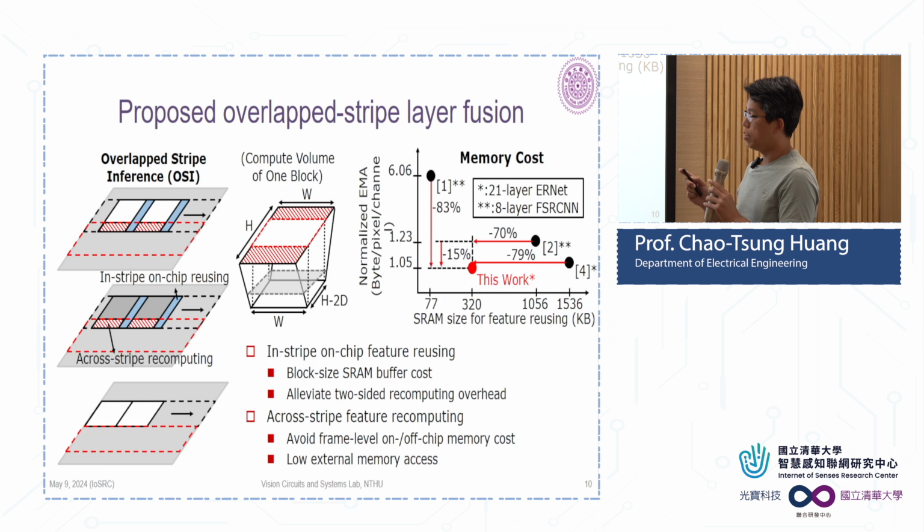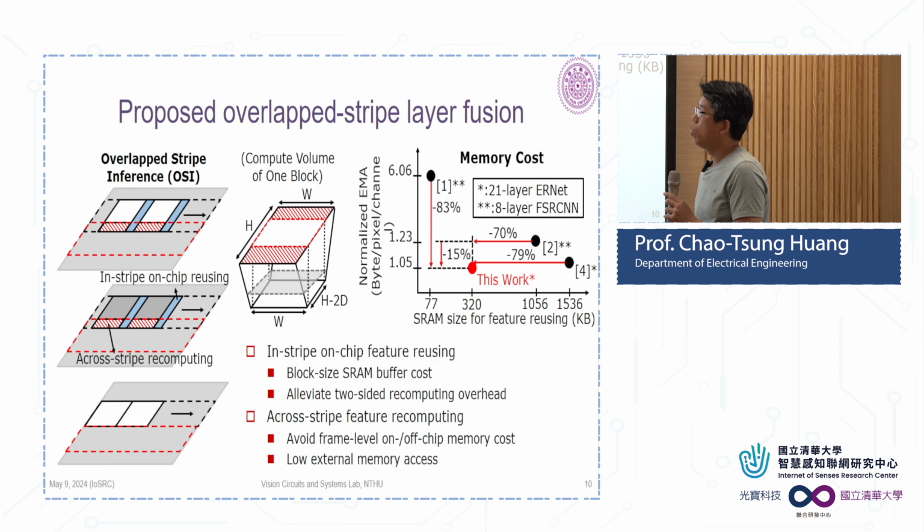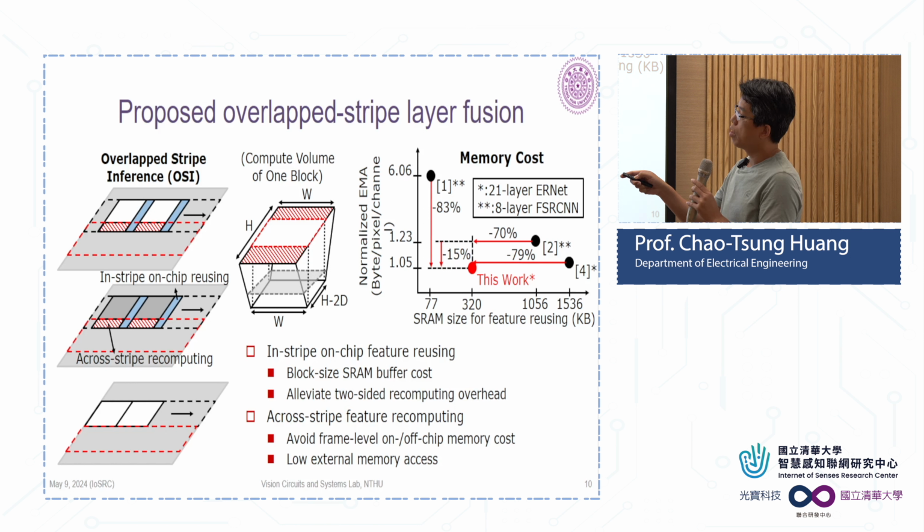Okay, so for the CINE processor, we propose a new inference flow. In this case, we can reuse the features in the horizontal direction, but for the vertically overlapped features, we can use the recompute strategy. And in this case, we can have a balanced solution in terms of SRAM size and external memory bandwidth compared to the three previously mentioned works.